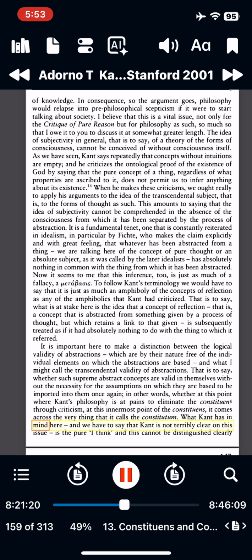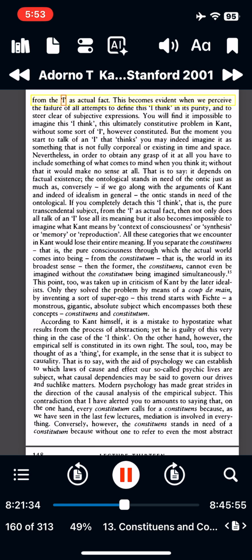What Kant has in mind here, and we have to say that Kant is not terribly clear on this issue, is the pure I think, and this cannot be distinguished clearly from the I as actual fact. This becomes evident when we perceive the failure of all attempts to define this I think in its purity, and to steer clear of subjective expressions. You will find it impossible to imagine this I think, this ultimately constitutive problem in Kant, without some sort of one, however constituted.